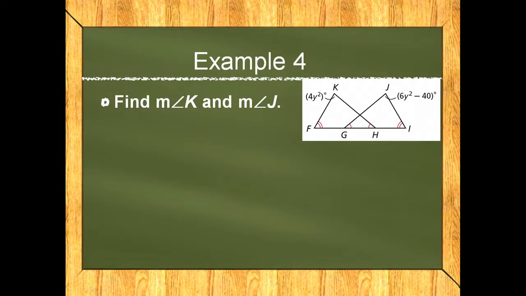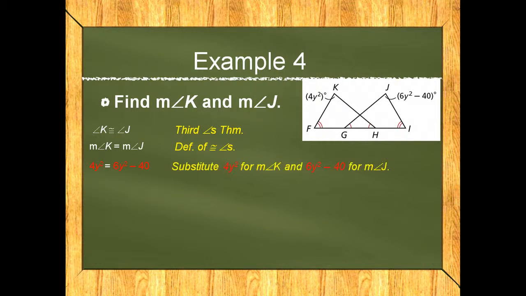For example, find the measure of angle K and the measure of angle J. We know that K is congruent to J because of the third angles theorem. That means that their measures are equal, and that's by definition of congruent angles. So then we can plug in what we know. 4y squared equals 6y squared minus 40. And all we're doing is substituting in the values we were given for the measure of angle K and for the measure of angle J.